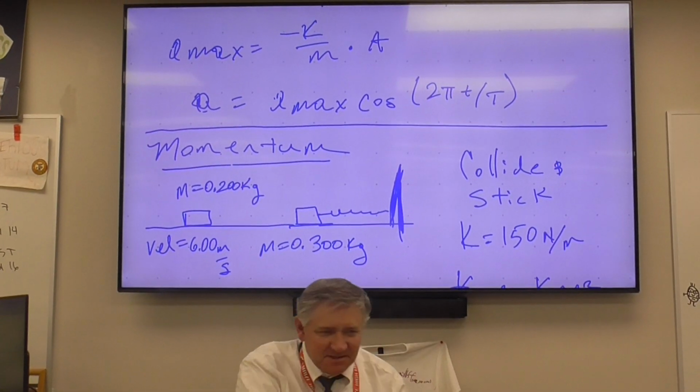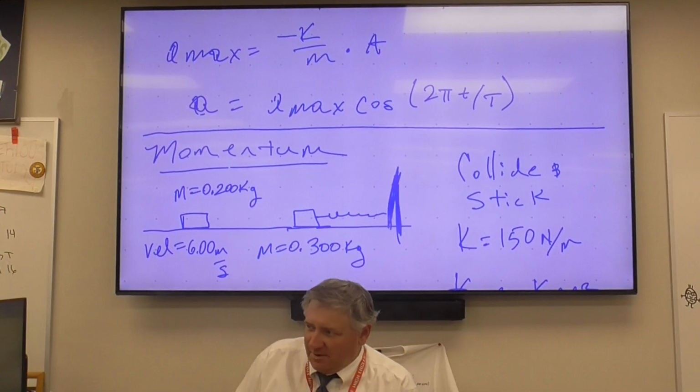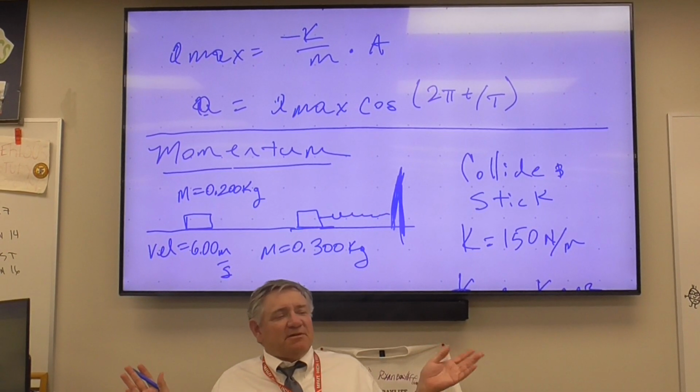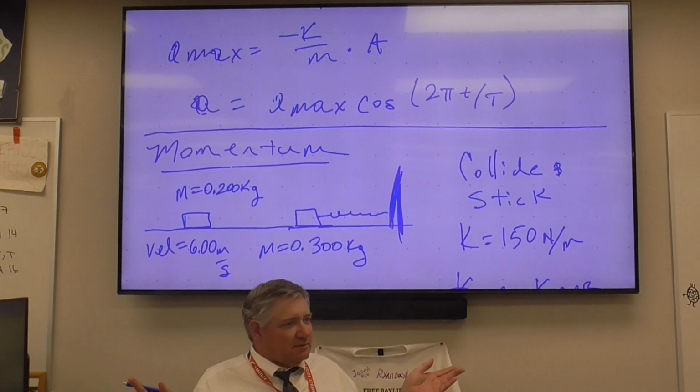Yes, I'm going to tell you right now, there's going to be one simple momentum problem on there. I'm even going to tell you straight up, it's going to be a perfectly inelastic collision problem. Thank God.